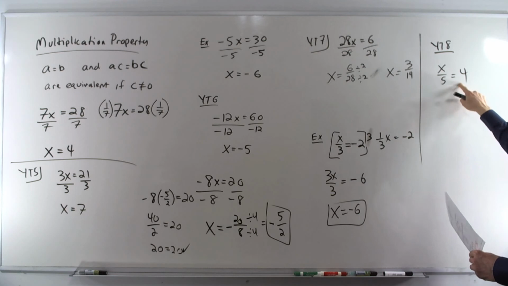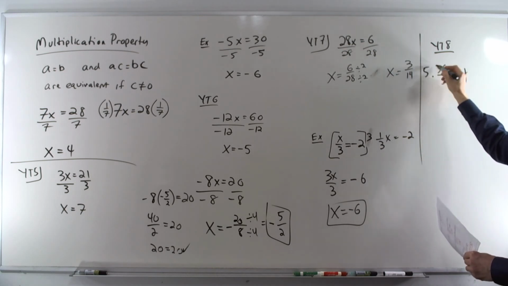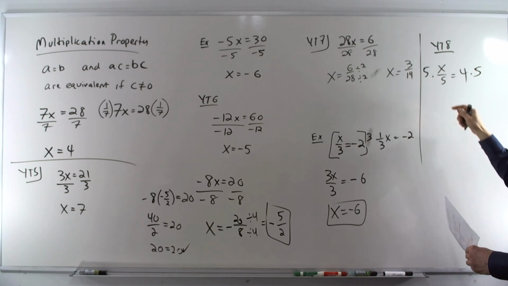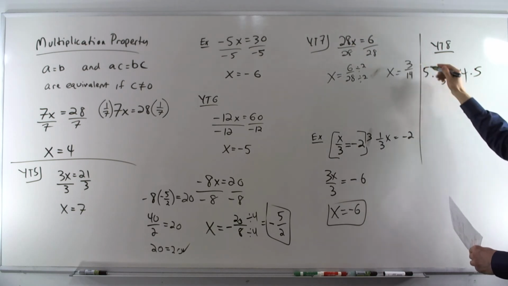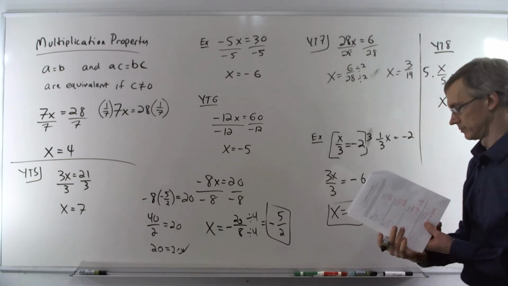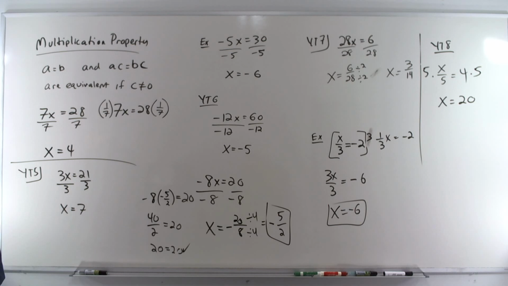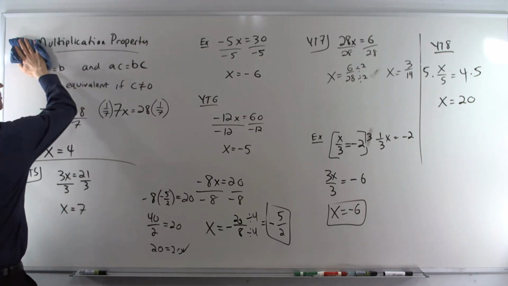So x over 5 equals 4. Like clearing fractions, same deal: multiply both sides by the 5. And that way 5 on top, 5 on the bottom cancel, and we're left with x equals 20. Now we're going to look at a few with a denominator other than 1.